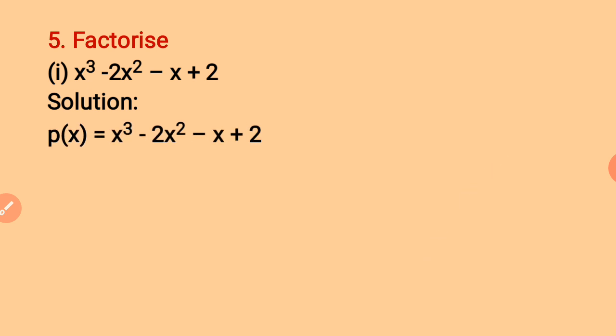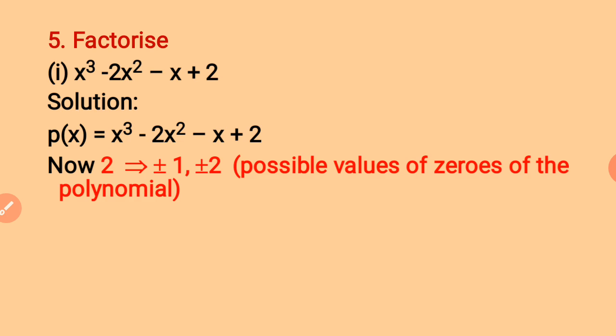P of x is noted down. Here, when you get the p of x, you will try to get all possible values of zeros of the polynomial. And how do you get it? You always get it from the last term, that is constant here. Everywhere, I mean, you'll check out from the constant only. Here your constant is plus 2.